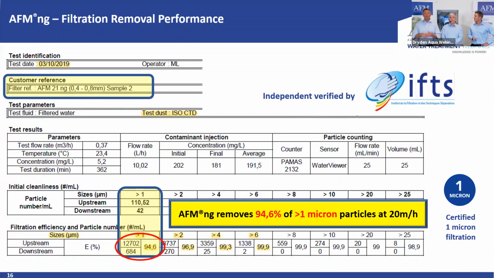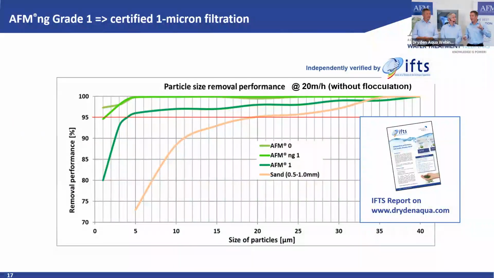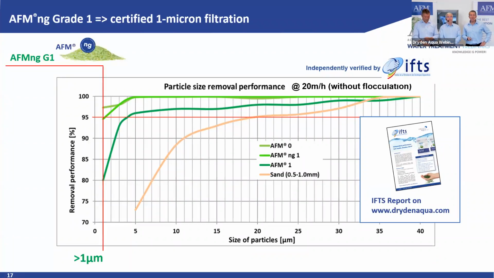Yep. So let's have an overview on the result. And these tests, by the way, are all available on our website here with the IFTS test report. Yes. Okay, should I take this? Yep. Okay, so what do we see here? This is again the comparison between AFM NG grade 1 and sand. What we see here, the light green line here, this is the 95% removal rate of 1 micron particles for AFM NG. And in comparison, a fresh, high quality sand that has a 95% removal rate of 20 micron particles.